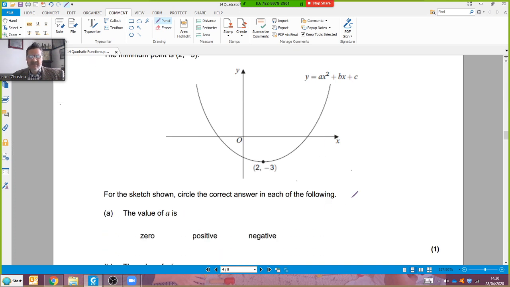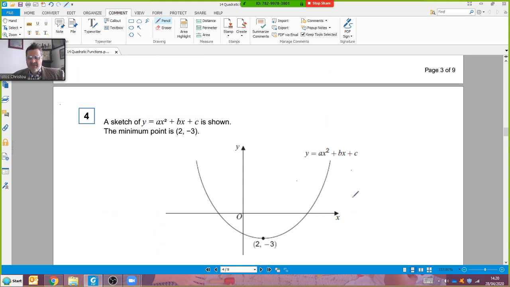This one looks scary. It's really not. Another random equation, but they're telling me the minimum point is (2, -3). You good with that? You see it in front of you? You see it in front of yourselves?